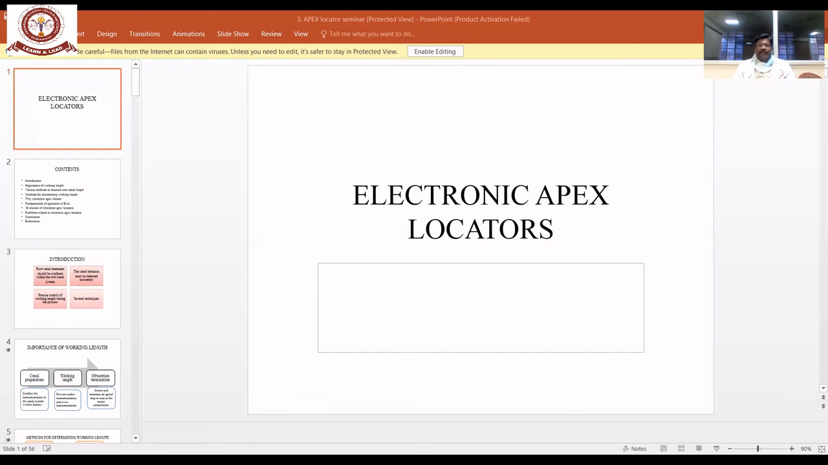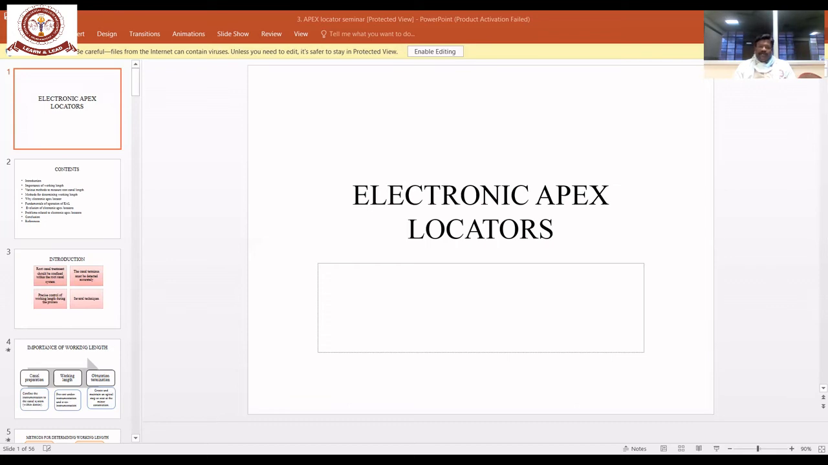Next, the second generation apex locators are impedance based. In 1971, Inoue introduced the impedance type of apex locator. In 1979, Deva utilized high frequency current, and in 1983, Yoshiyama used voltage gradient methods to determine the working length. So the principle began the impedance based apex locator.